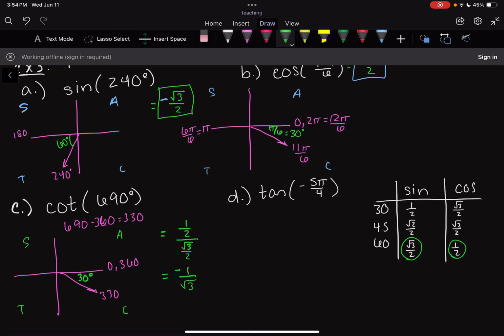Cotangent is a reciprocal of tangent, so it's only positive in the first quadrant and the third quadrant. Now be careful, my math lab will make you rationalize this. I don't really mind if you don't, though. So again, the way I got cotangent is I remembered that cotangent is cosine over sine, because tangent is sine over cosine. So cotangent would be the opposite of that.